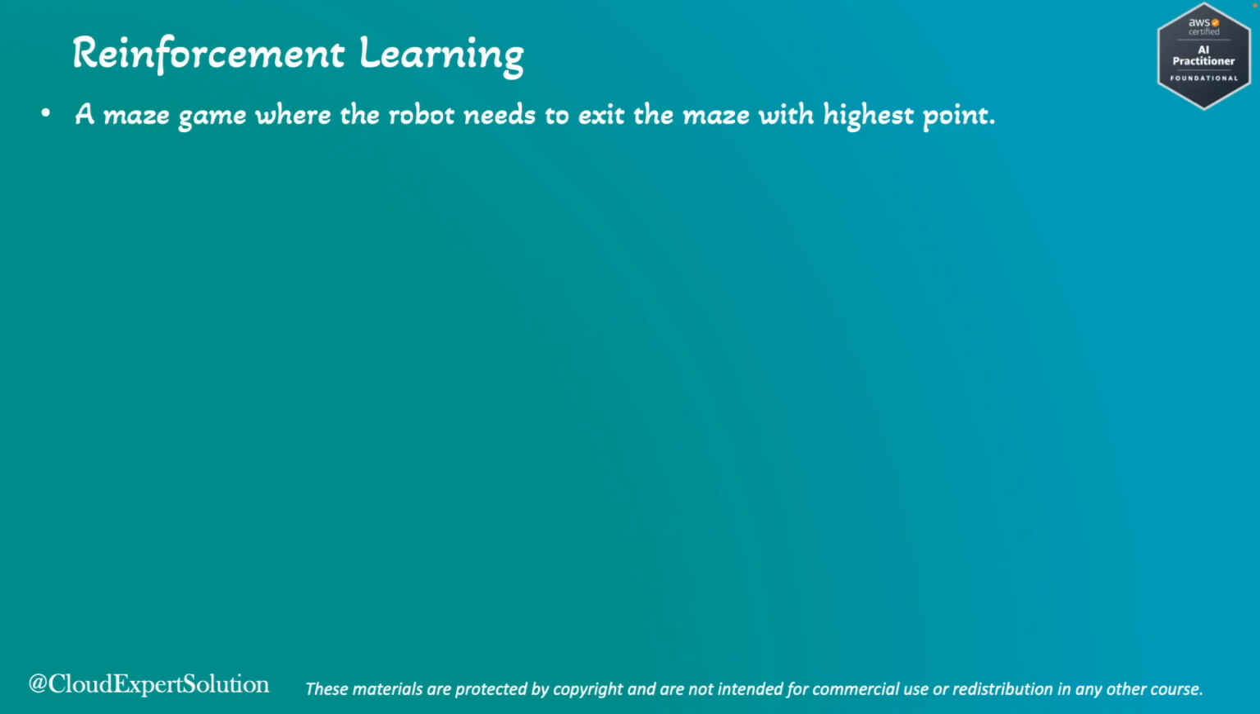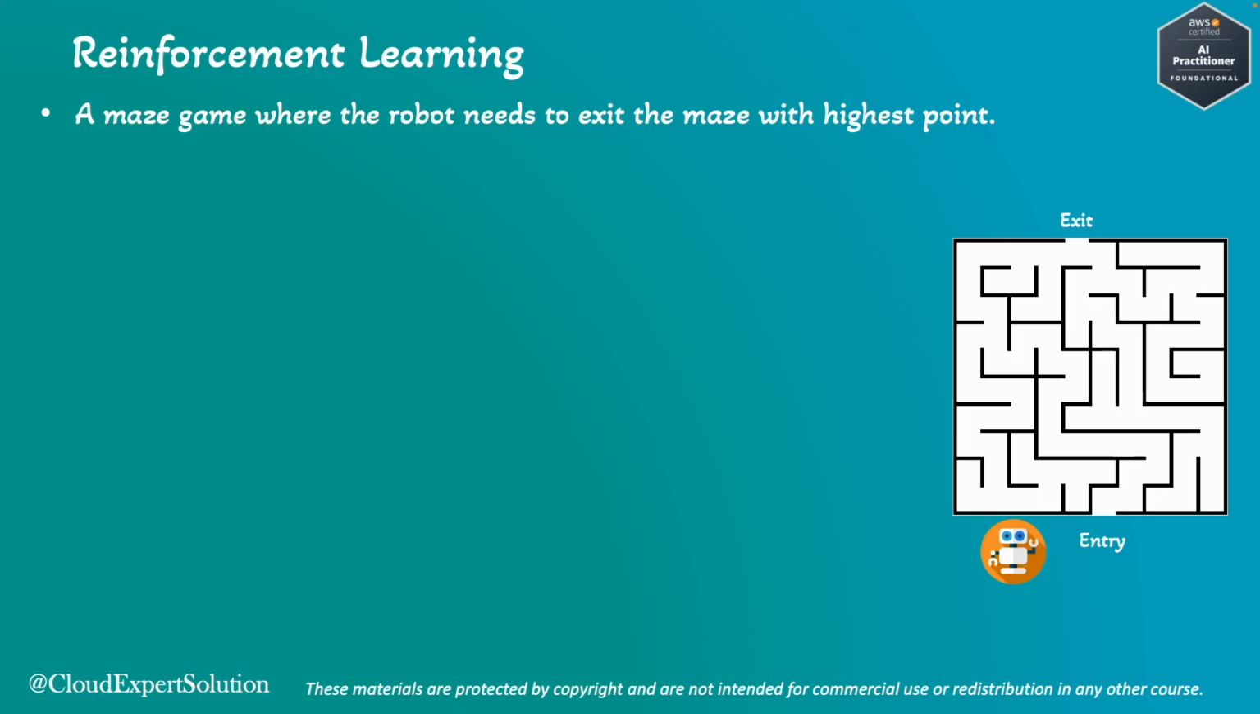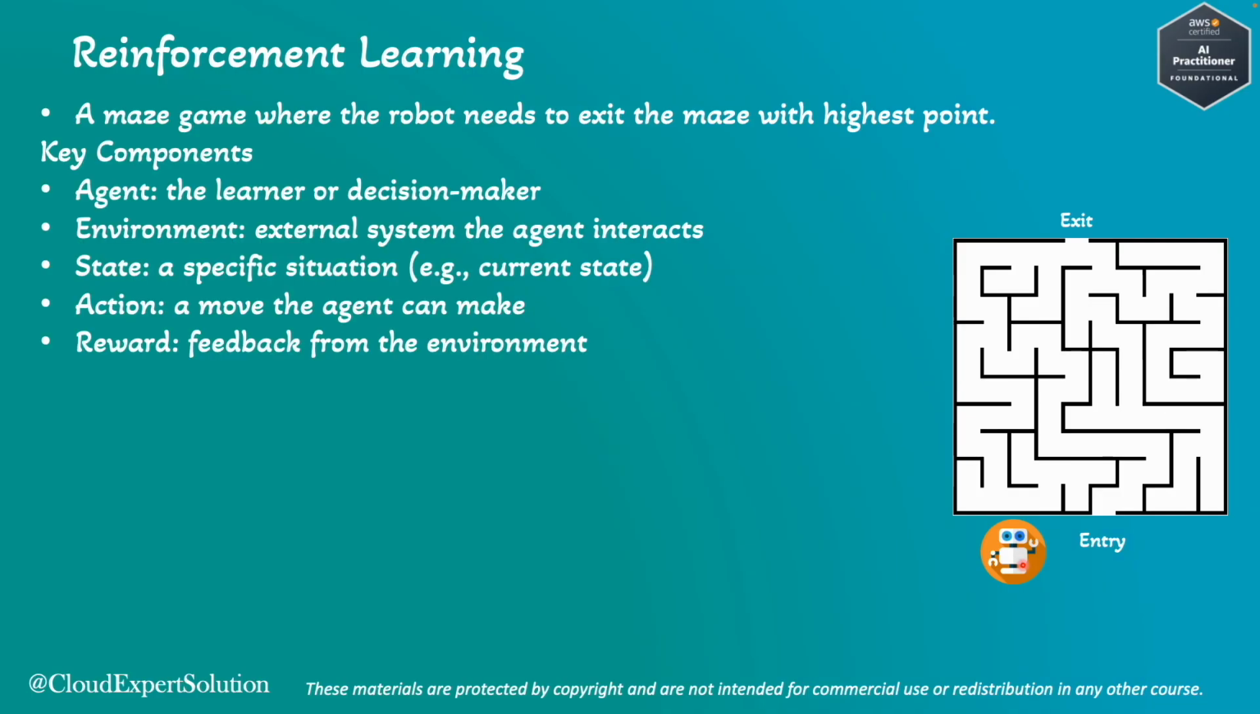Now let's try to understand reinforcement learning with the help of a computer problem or a computer game. For this case, we will take an example of a maze game where the robot needs to exit the maze with the highest points. We have the maze with an entry and exit point, and the robot is our agent. Now if we map the key components of this game to reinforcement learning: the agent is the robot, the environment is the game board, the state is the current position of the robot with the rewards it collected, and in terms of action, it can move right, left, up, down to go to the exit.